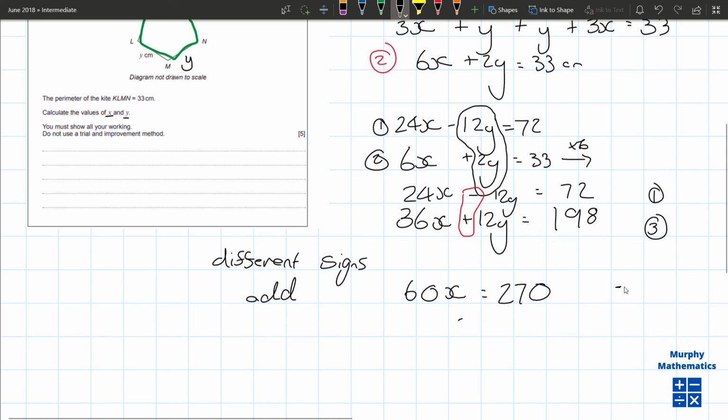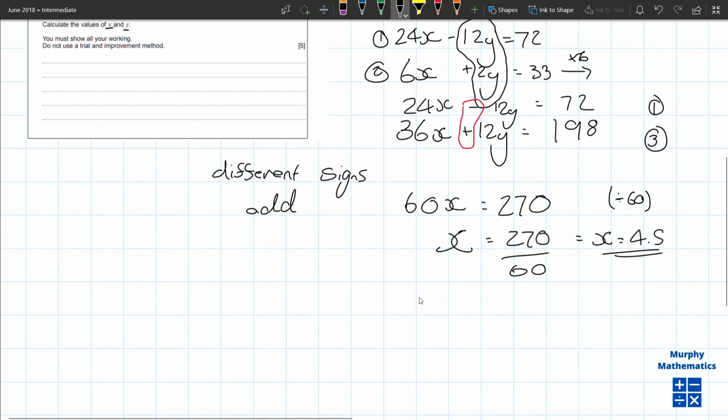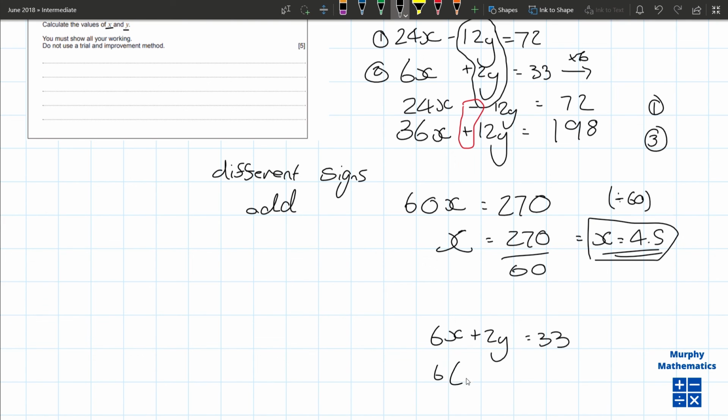I'm going to divide both sides by 60, so x equals 270 divided by 60, which gives x equals 4.5. Now that I know what x is, I can substitute it into one of my equations to find y. I'm going to use equation 2, which is 6x plus 2y equals 33. Substituting x equals 4.5, I've got 6 lots of 4.5 plus 2y equals 33.